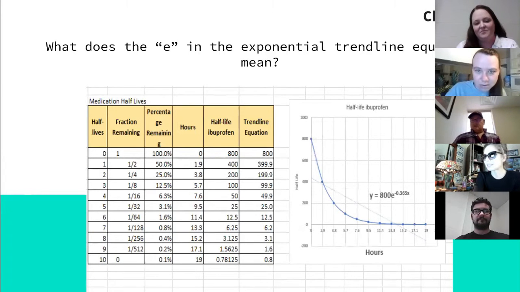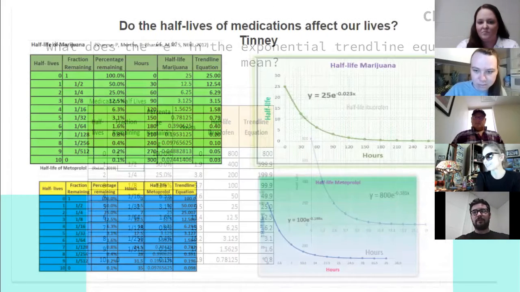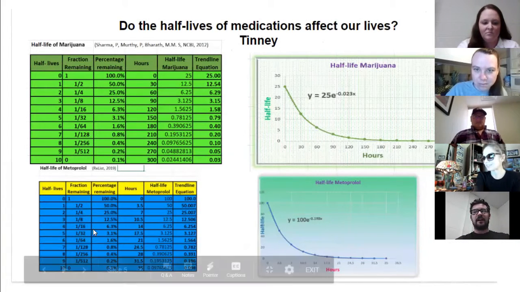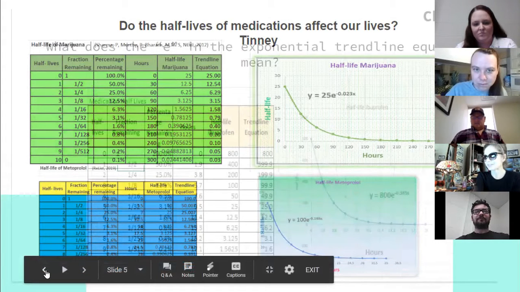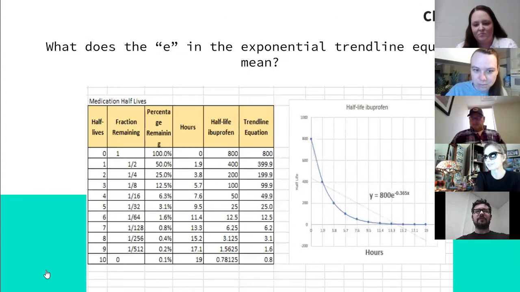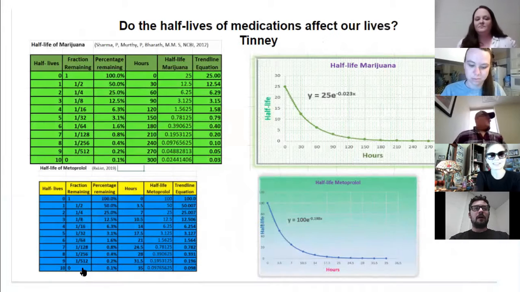Christian, what does the E in the exponential trend line equation mean? Well, the E is a famous irrational number in mathematics. It was named after a man named Euler. The number starts with 2.718, and that is just an important number in math. We also use that number in our equation to find the trend line for the medication half-life.